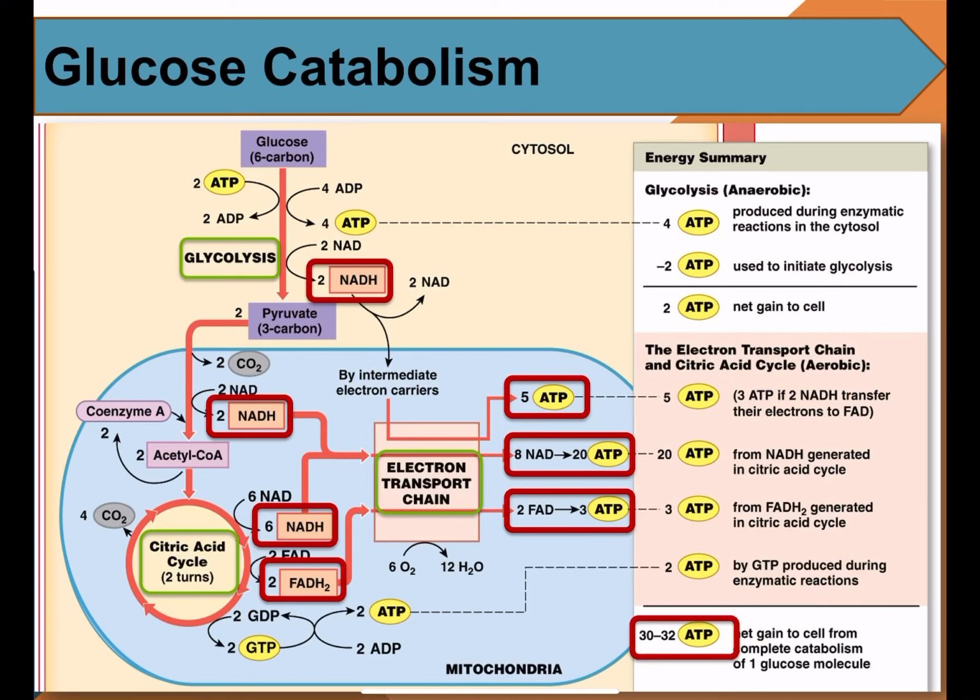Hence, this is a summary slide of the three main steps of cellular respiration and how many ATPs are made in each step. From the electron transport chain itself, which is right here, you are able to make 28 molecules of ATP. So you can see why it makes most of the ATP that's generated by your cell from one glucose molecule. Cellular respiration can generate about 32 molecules of ATP.